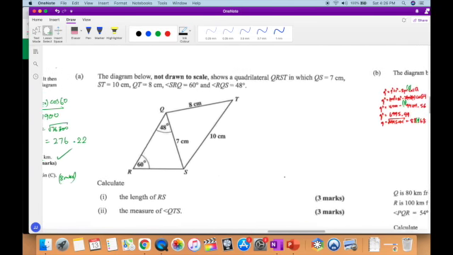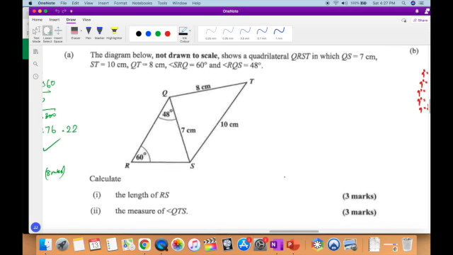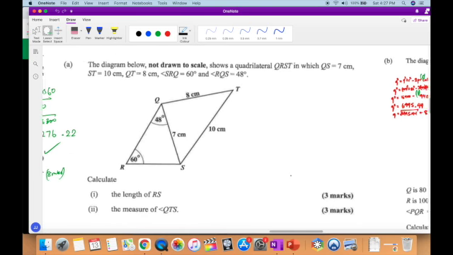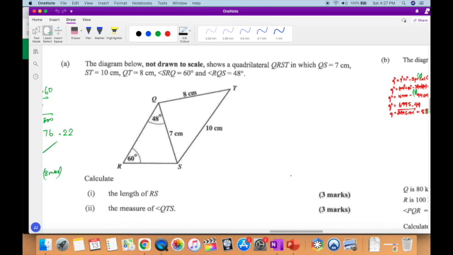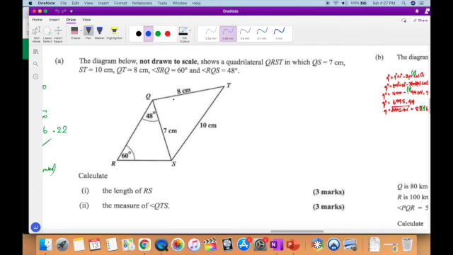Right. So let's tackle this one here now. And this one isn't really a bearings question. This one is just a question on trigonometry, right? So the diagram below, not drawn to scale, shows a quadrilateral QRST, in which QS is 7 centimeters.